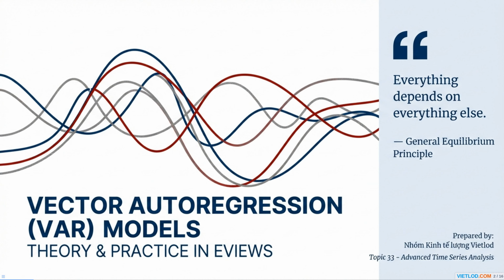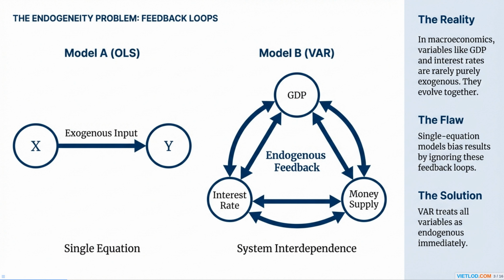Let's start by looking at a common problem in econometrics that VAR models are designed to solve: endogeneity. In traditional single equation models, like OLS, Model A, we assume a one-way causal street, where an exogenous variable x affects an endogenous variable y. However, in macroeconomics, the reality is far more complex. Variables like GDP, interest rates, and money supply aren't purely exogenous. They evolve together, influencing each other simultaneously in intricate feedback loops, as depicted in Model B.